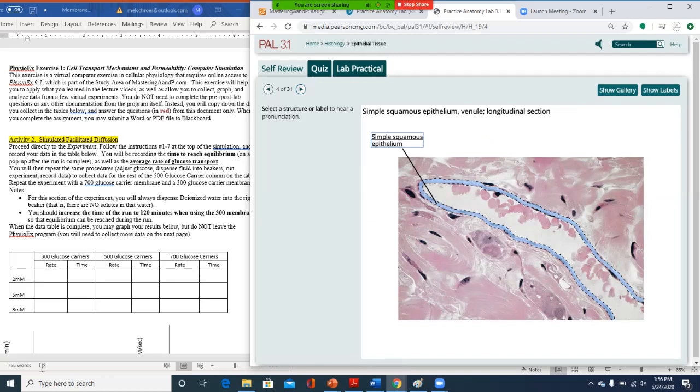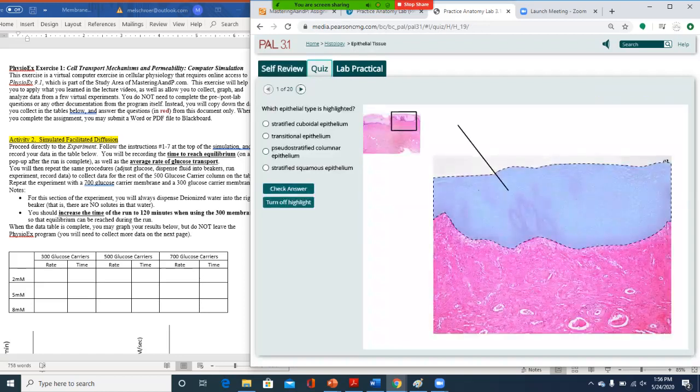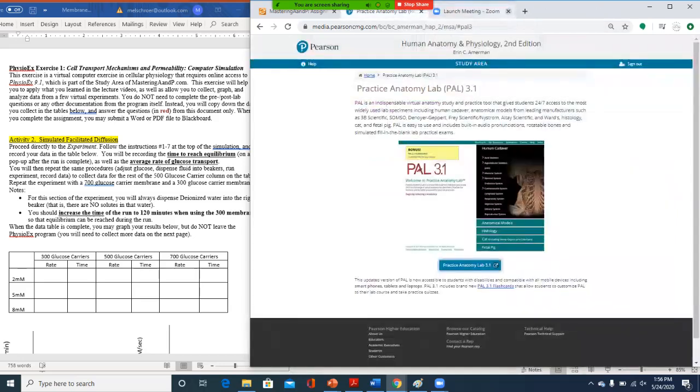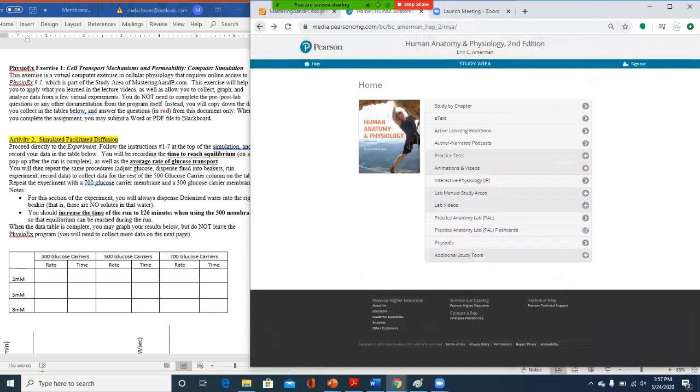And so if you want to test yourself, right, there are also little quizzes, right? What is this particular section that is highlighted in this particular slide? And right, it'll give you the answers if you would like, and so on and so forth. So definitely a really helpful tool for you guys, right?